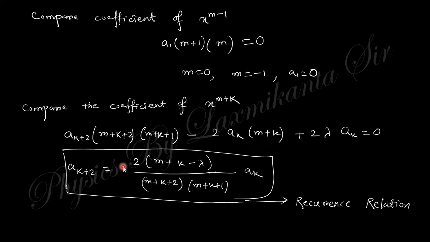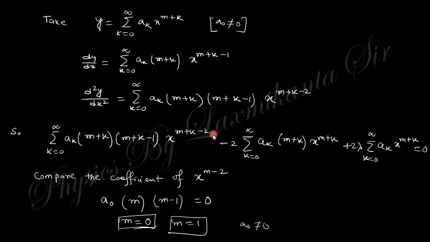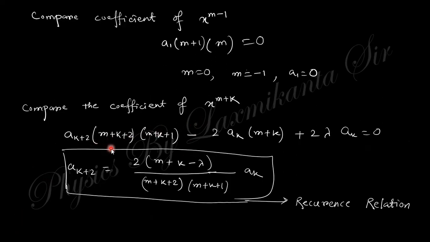In case of the coefficient of x to the power m plus k, x to the power m plus k means you need to put here k equal to k plus 2, such that you get x to the power m plus k. Okay, so k equals to k plus 2. So this will be the concept from where we get the recurrence relation for this Hermite differential equation.